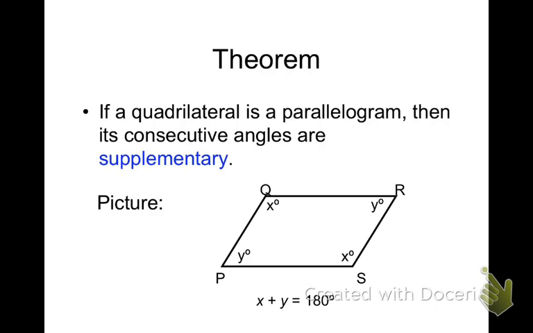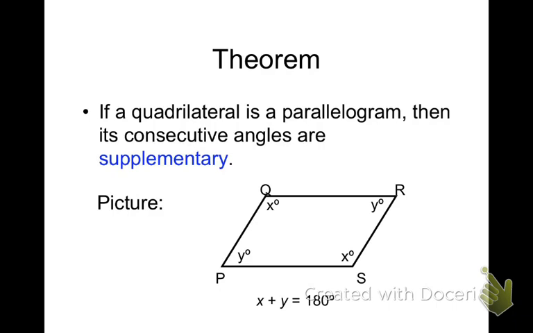So in your picture, we have, again, quadrilateral QRSP. Q is X, R is Y, S is X, P is Y. And I would know that the X plus the Y would have to equal 180. And it works in any order. It could be this X and Y is supplementary, but it could also be this X and Y being supplementary.